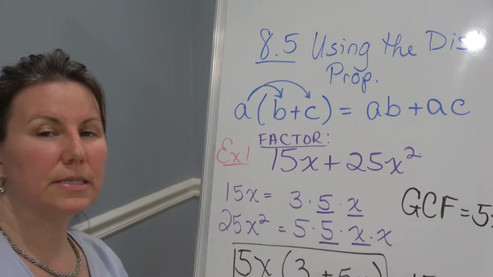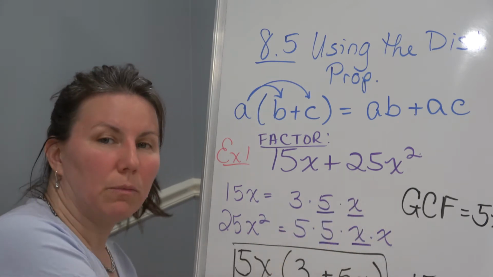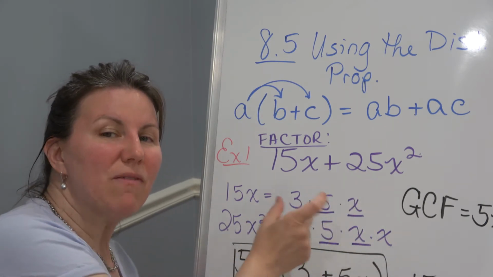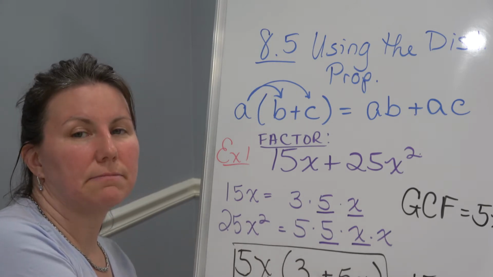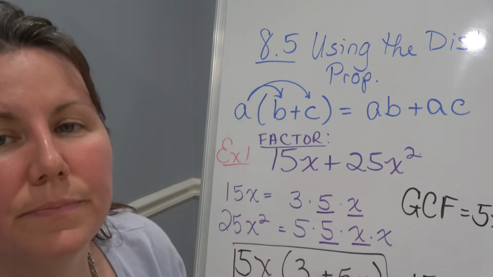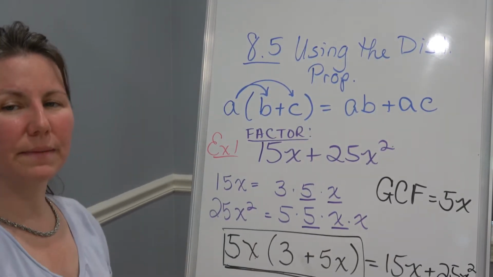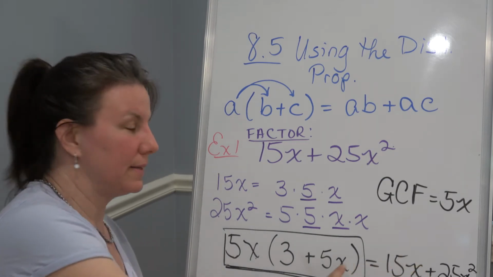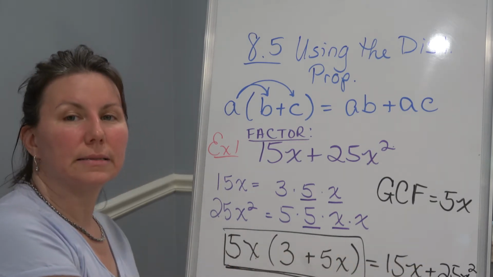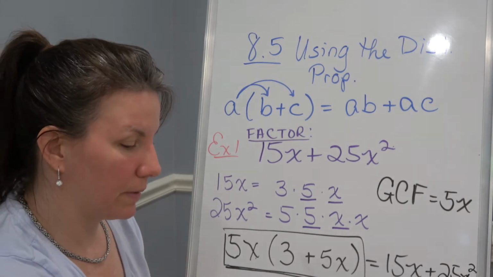Notice how they gave me a binomial. I take out a monomial, and if they gave me a binomial, I should have a binomial in the parentheses. There you go, you can see it. This is me checking over here on the right side. The answer is the product. Let me show you another one of those.